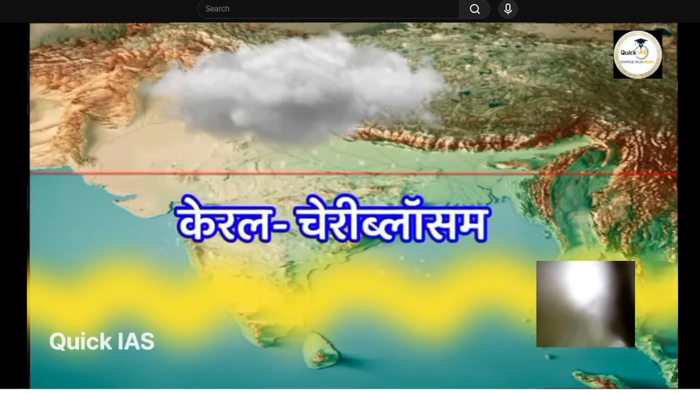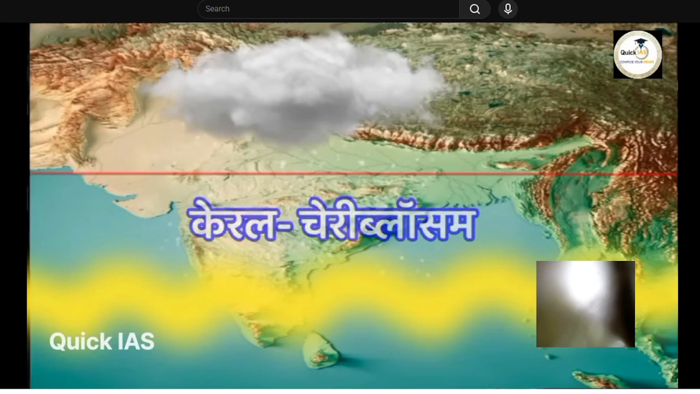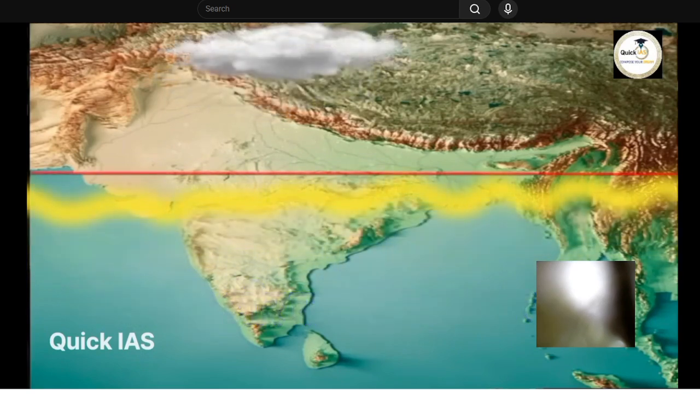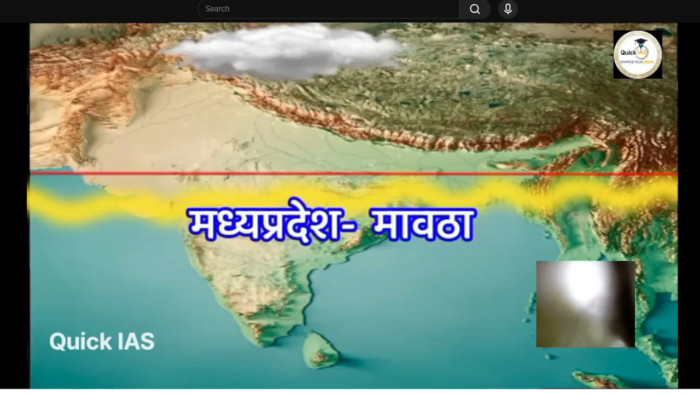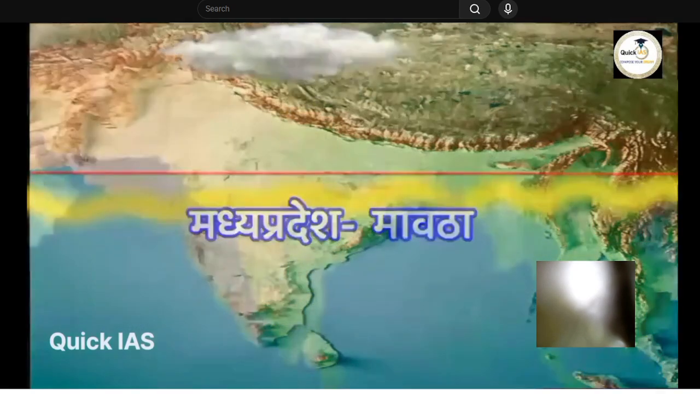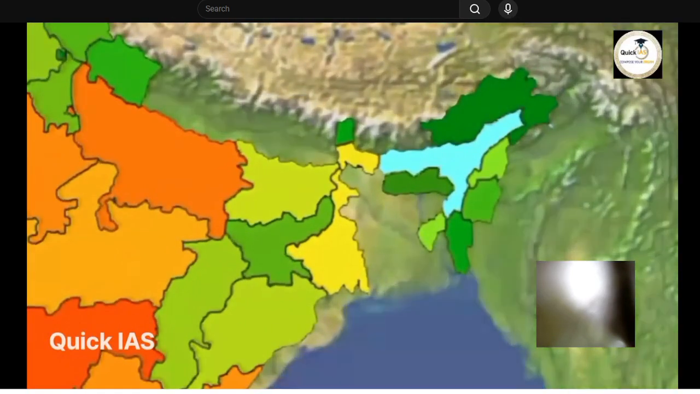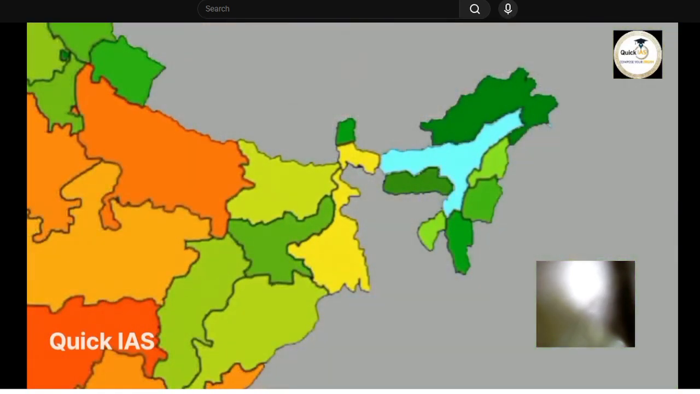Pre-monsoon has different local names in different regions. For example, in the Kerala region, it is called cherry blossom. In Maharashtra and Karnataka, it is called mango varsha. In Madhya Pradesh, the pre-monsoon is called Mada. In eastern India, these winds are called Nor'westers.